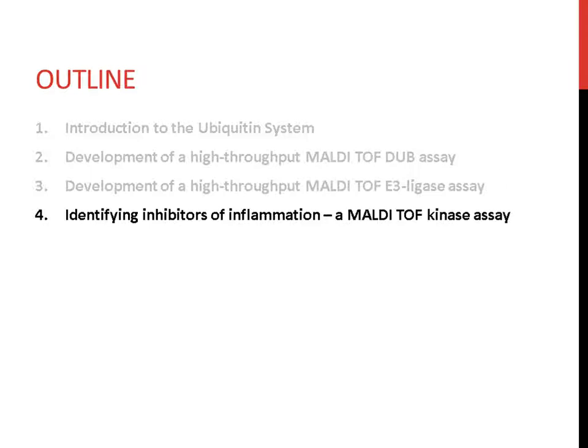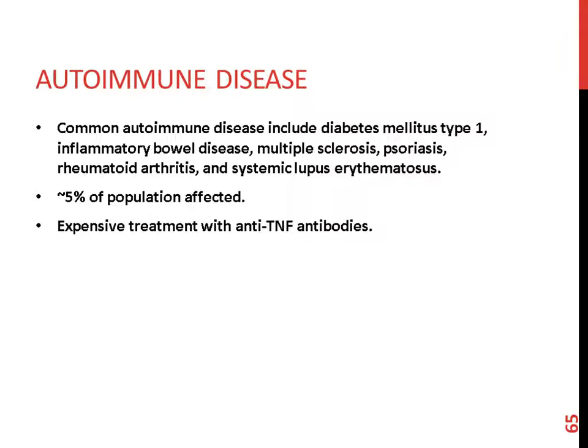Now, many of you probably know autoimmune disease is a very debilitating disease, which includes diabetes, inflammatory bowel disease, Crohn's disease, multiple sclerosis, psoriasis, rheumatoid arthritis, and lupus. This affects a very large number of the population, about 5%. And currently, the only good treatment is using very expensive anti-TNF antibodies.